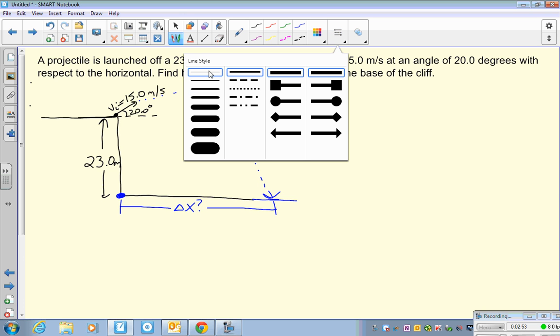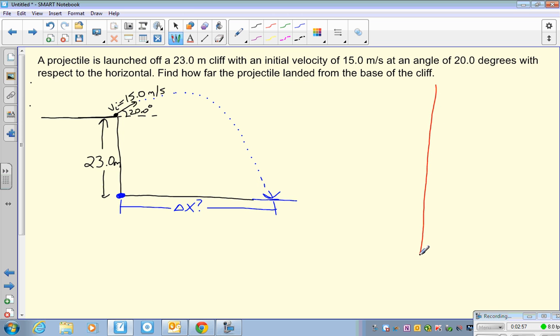In the x direction, we don't know delta x. So I'm going to leave that as a question mark. That's what I'm looking for. V initial. So I want to focus in on this V initial. This V initial is not V initial in the x direction. If you notice, it's on an angle, which means it has both x and y components.